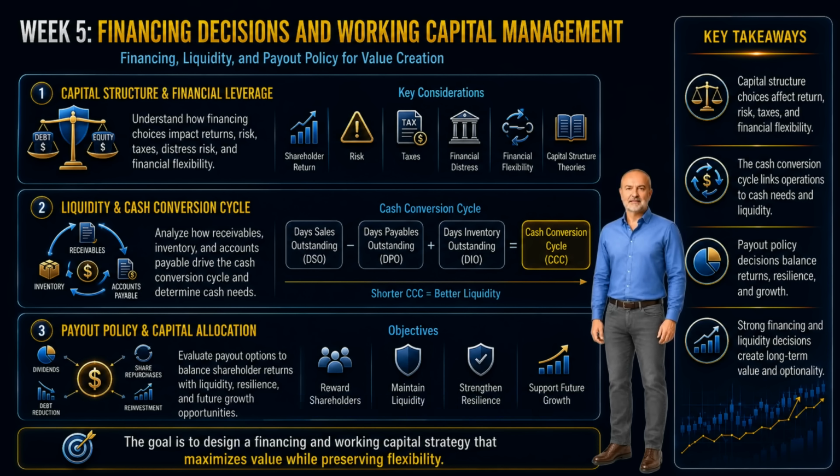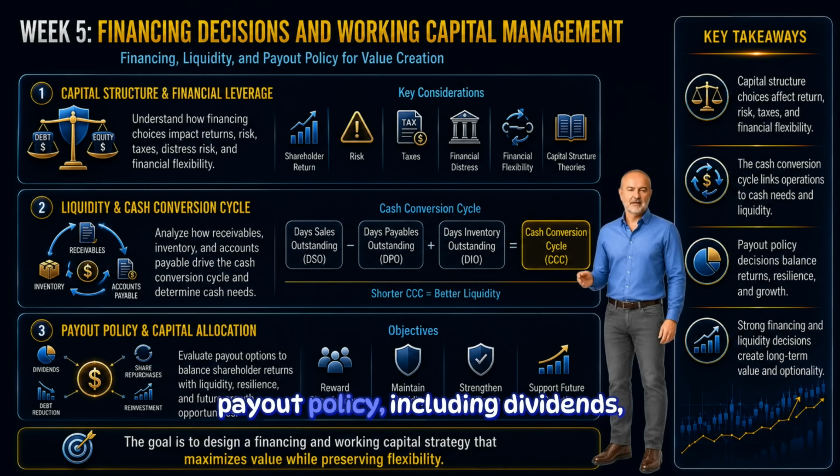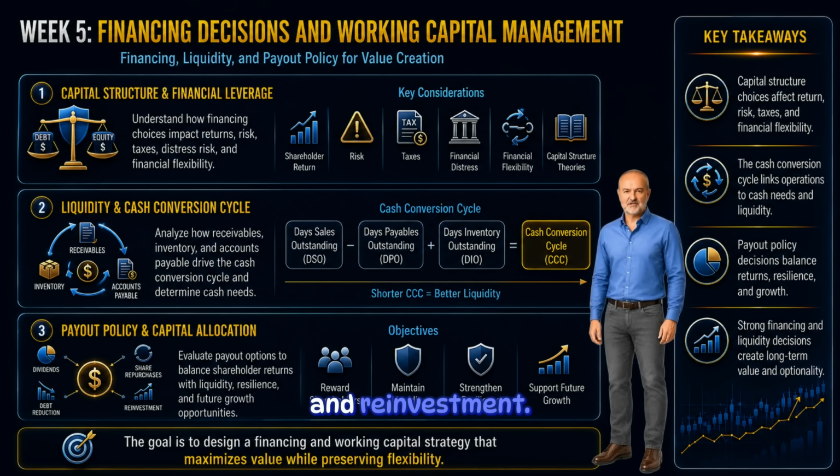Next, you will analyze liquidity and the cash conversion cycle. This connects receivables, inventory, and accounts payable to the company's cash needs. Finally, you will evaluate payout policy, including dividends, share repurchases, debt reduction, and reinvestment. Your recommendation must balance shareholder returns with liquidity, resilience, and future growth opportunities.